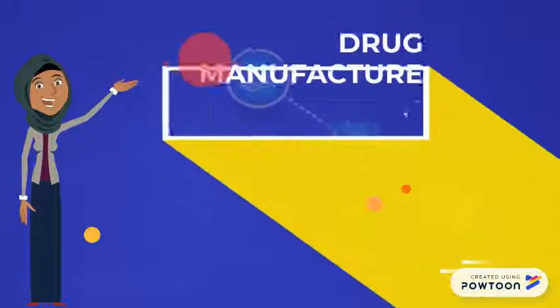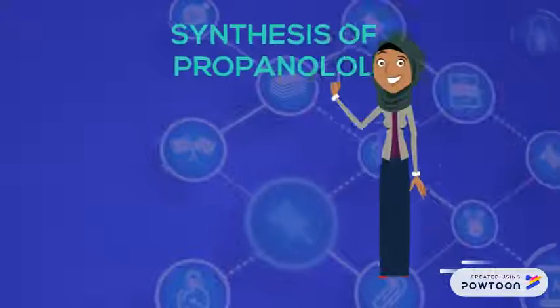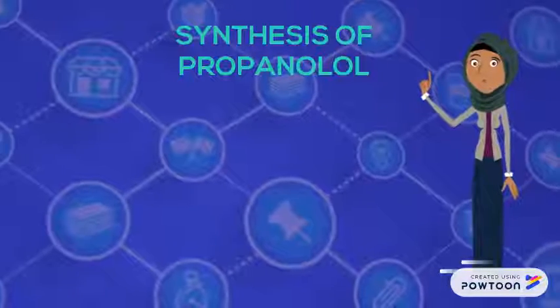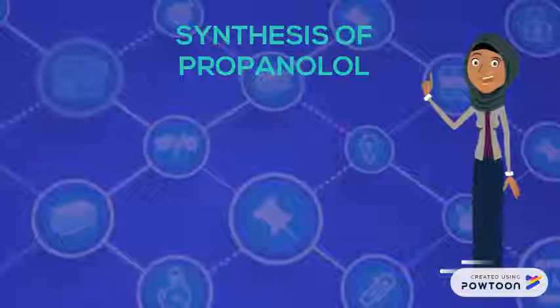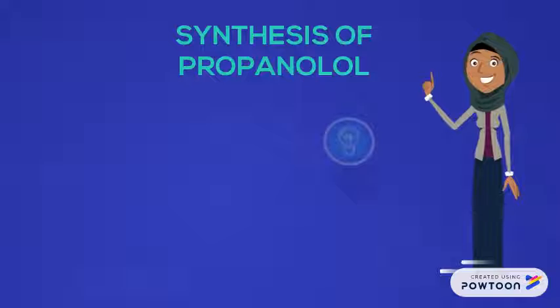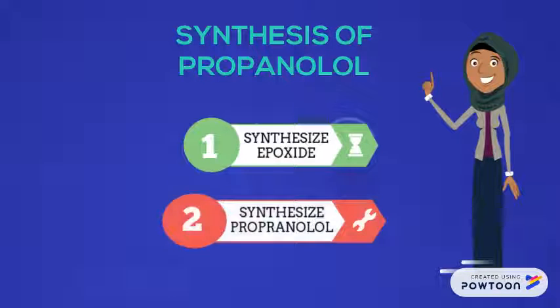Next, we will move on to the drug manufacture of propranolol. In synthesizing propranolol, there are various ways that can be carried out. However, we will explain the steps in synthesizing propranolol from alpha-naphthol. This process will undergo 2 steps. First, we will synthesize epoxide, which then we will proceed with synthesizing propranolol.